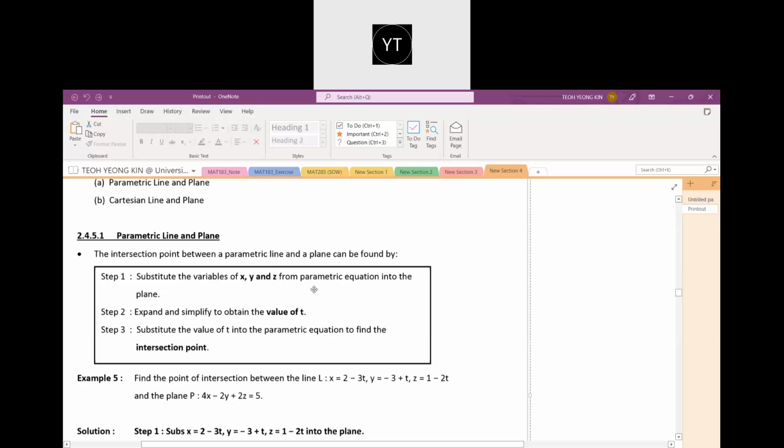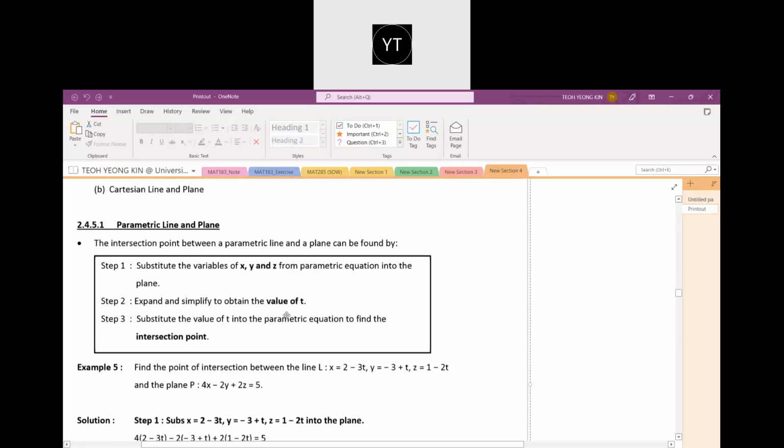So first, we substitute x, y, z from the parametric line into the plane. Then we expand and simplify to find the value of t. From the value of t, we can substitute back into the parametric equation to get the point. I'll show you an example.